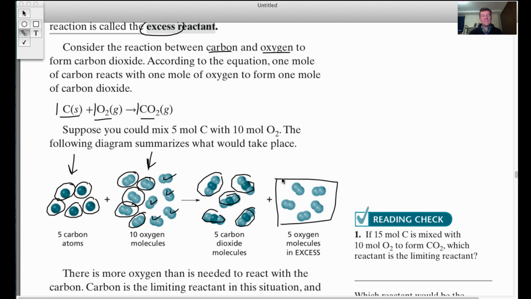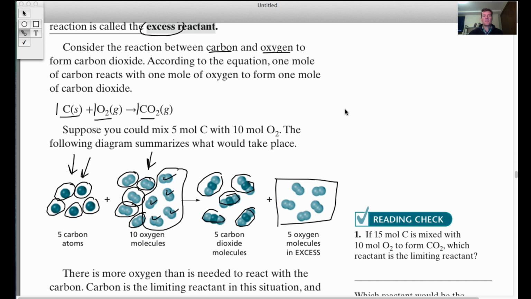So what is your limiting reactant? Well, once these 5 carbon atoms were used, that's it. The reaction was stopped. These oxygen molecules have nobody else to react with, no other carbon to react with. Okay? So whichever one is used up first, that is called your limiting reactant.